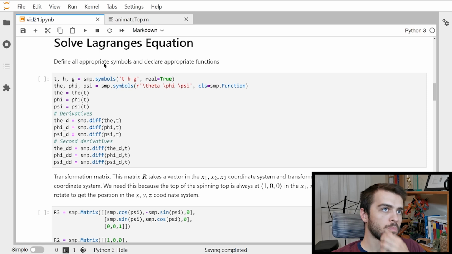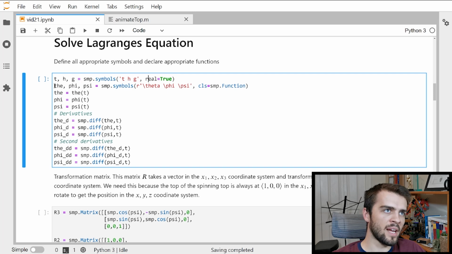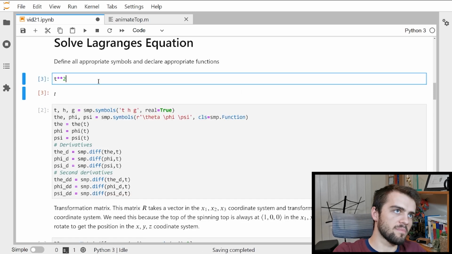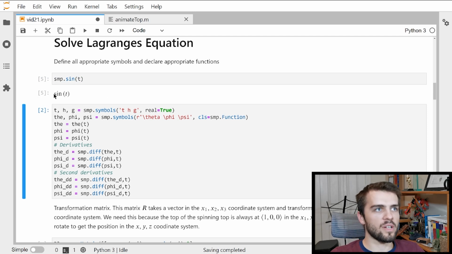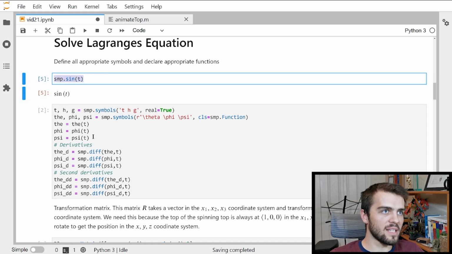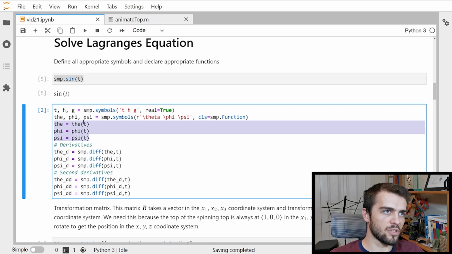So we start by defining all the appropriate symbols that we need for this problem. I have t for time, h for the height of the center of mass, and g for gravity. I define them as t, h, g. And I also define theta, phi, and psi, the Euler angles, but I define them separately because I want to make sure I define them as functions. So for example, I have my variable t, I can do t squared, I can take functions like sin of t, and I can do all sorts of symbolic manipulation there. For theta, after I define them, I explicitly say that theta is a function of time.